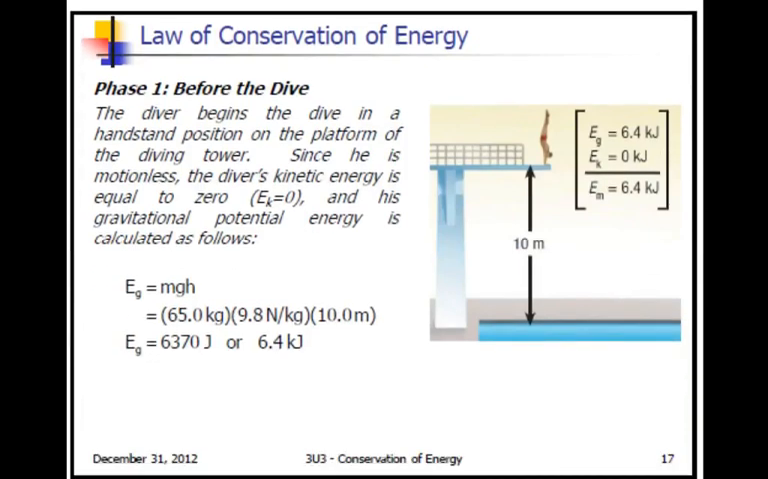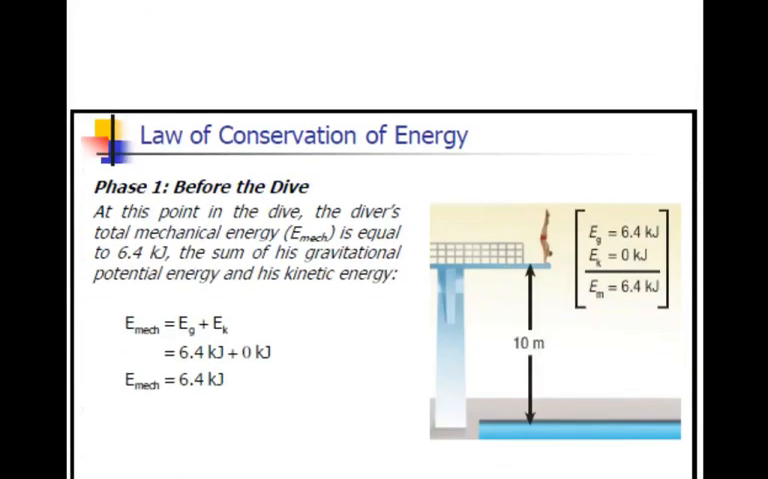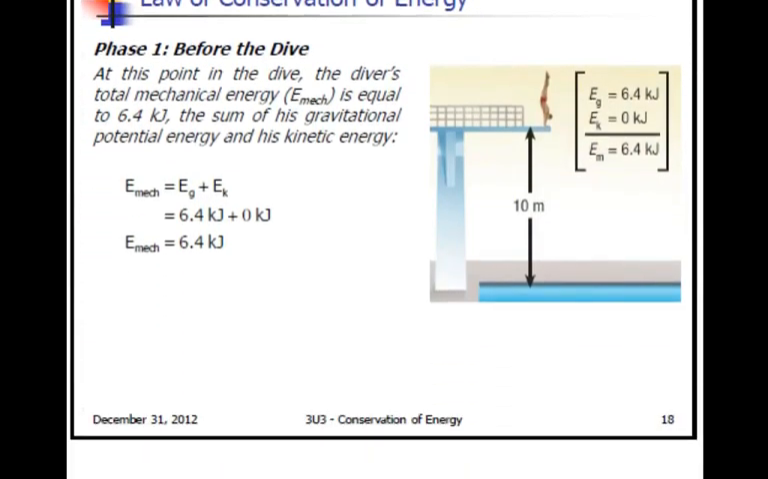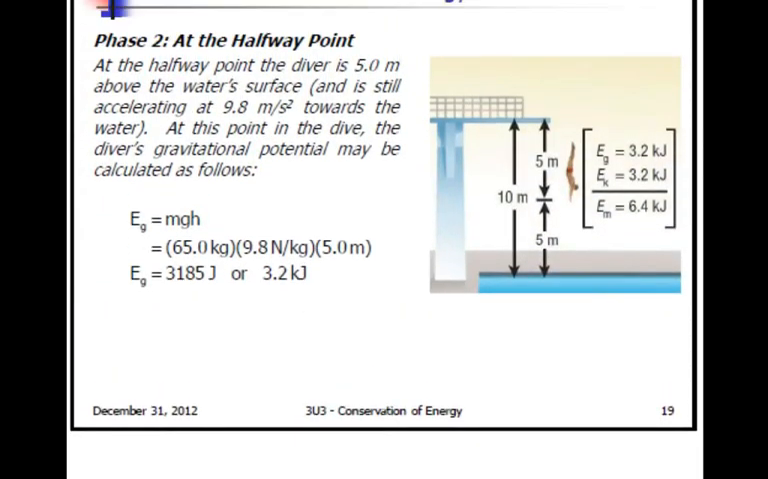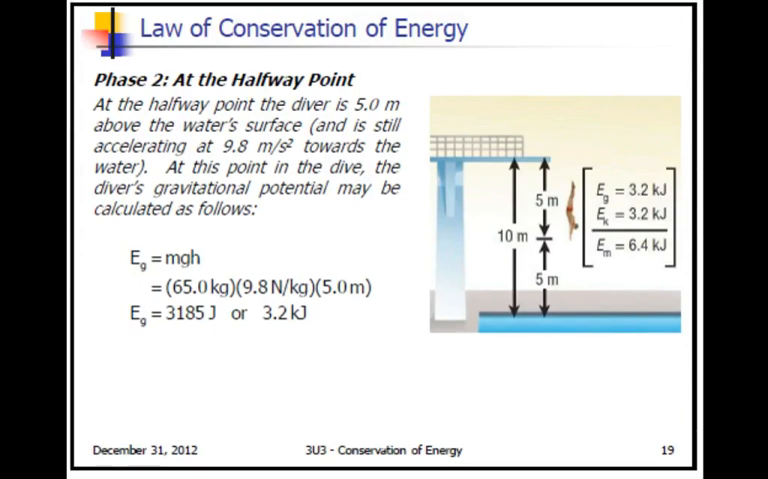So here's an example of the law of conservation of energy. We have a diver jumping into a pool. At the start of this diver's jump, their mechanical energy is equivalent only to their gravitational potential energy, and in this case, it would be 6.4 kilojoules. At the halfway point, they would have half of the gravitational potential energy they had, which is now 3.2. Their kinetic energy would increase from 0 to 3.2 kilojoules.